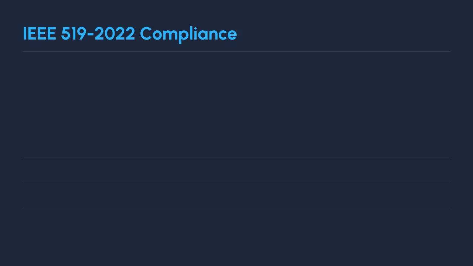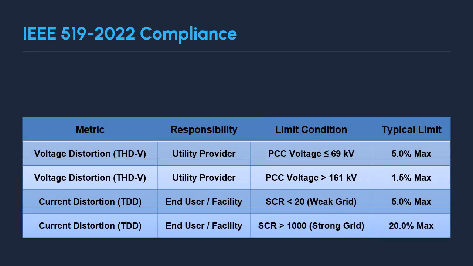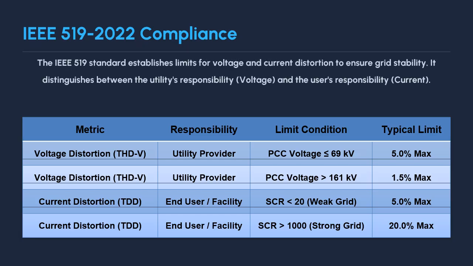IEEE 519-2022 compliance. To manage these issues, we rely on standards like IEEE 519. This standard is crucial because it assigns the responsibility for power quality. The utility is primarily responsible for keeping voltage distortion, THDV, low, typically under 5% at the point of common coupling, PCC. The facility owner, however, is responsible for keeping their current distortion, TDD, within limits.